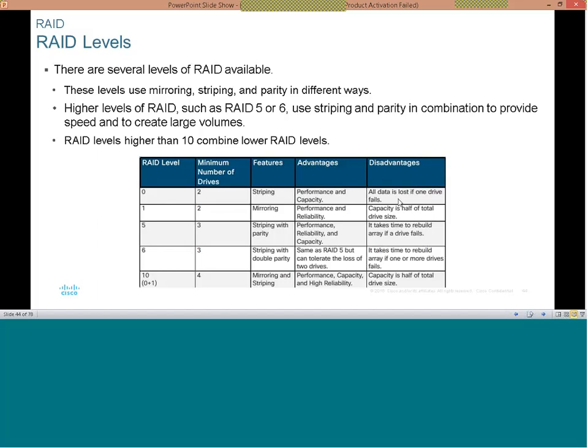But we say in mirroring, the capacity loss is half of the total drives. I mean, even when one fails, you still have it in the other. So you could see what RAID level 1 is, then 5, 6, and 10.